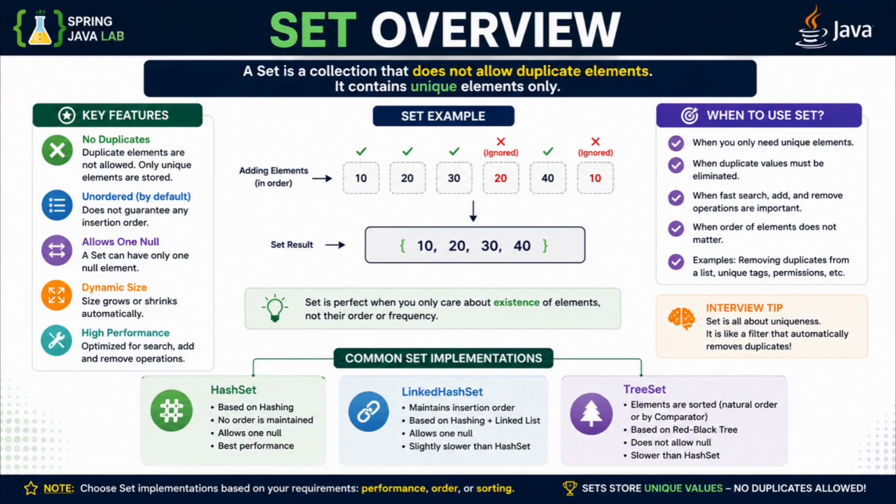Another important point is that most set implementations don't provide index-based access. You care about whether an element exists, not where it exists. Java provides 3 commonly used set implementations: HashSet, LinkedHashSet, and TreeSet. Each solves a slightly different problem.